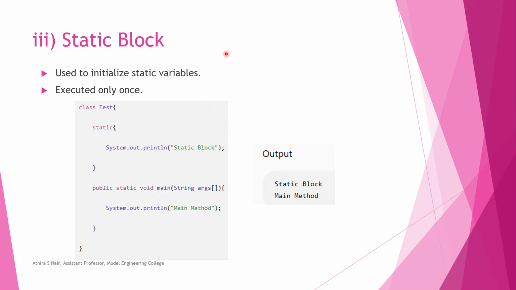Now let's see static block. So Java also supports a static block. A static block is executed when the class is loaded, before the main method begins execution. So let's see an example. So here we have a class test and in the static block we are printing static block. Then in the main function we are printing main method. So notice the order. Static block executes first, then main executes.